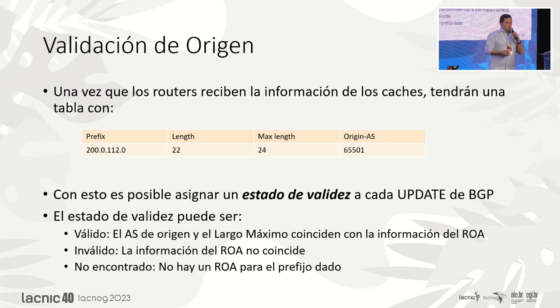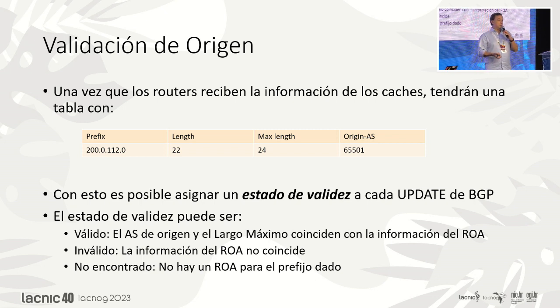If it does not coincide, because this is not the autonomous system, which is the case of the hijack we saw today that was announcing this from a different autonomous system, if the origin is not the one, then this will be considered an invalid one. And if the length is more specific than what I stated, it's also invalid, because this could be a case where this could be a route hijacking.